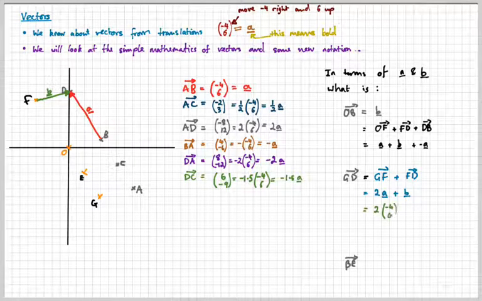Or you can think about it as, another nice thing about vectors is if I write it in vector notation, 2 lots of the vector A plus the vector B, like I've written here, 2 lots of -4, 6 plus the vector 4, 1, I can sort of do things where I add vectors. Okay?